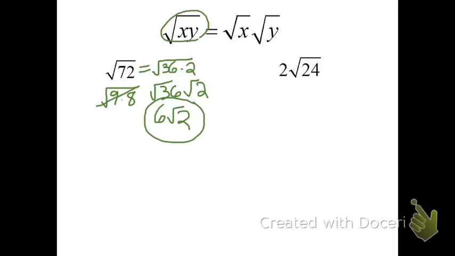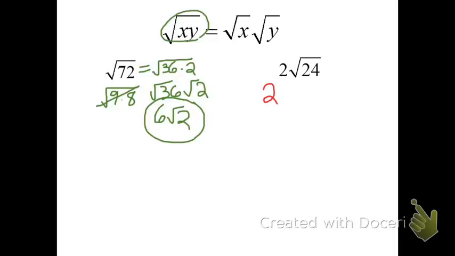Alright, let's do another example right here. 2 times the square root of 24. It works exactly the same way, but you just want to keep the 2 out in front, and then remember to multiply it by whatever new number comes out in front of the radical, outside of the radical. So I'm just going to leave the 2 right there.